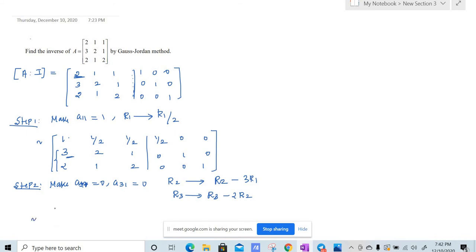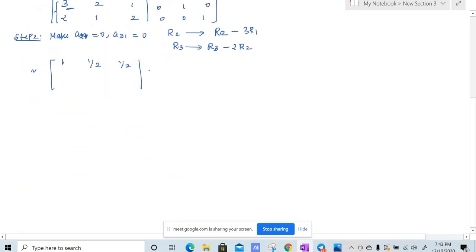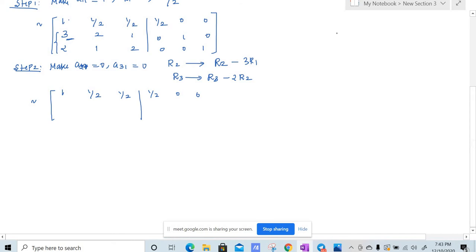So this matrix is equivalent to, first row will remain as it is, 1 1 by 2 1 by 2, and this will be 1 by 2 0 0. Now r2 and r3 are changing.